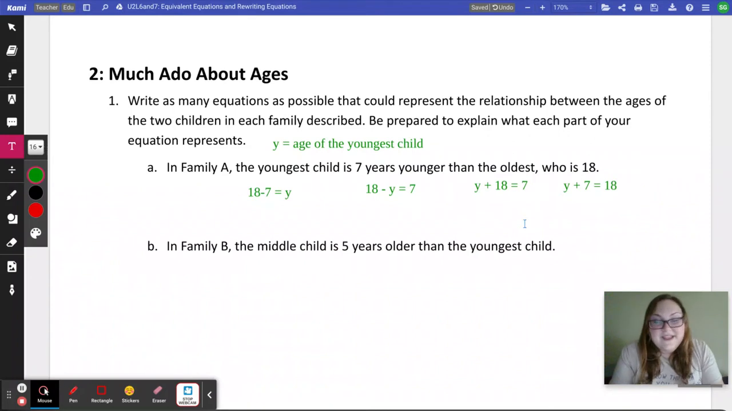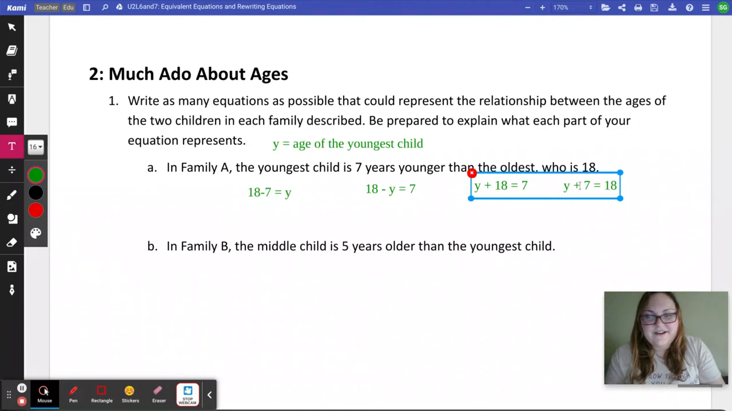The other way you can think about this is by saying our youngest child, if we were to add 7 years to them, that's going to get you to the oldest child. And by saying it that way, that helps us figure out it's this equation here. That youngest child plus 7 years gets you the age of the oldest child. This one right here wouldn't make sense. If I solved this equation, we would see that youngest child has to be a negative age.